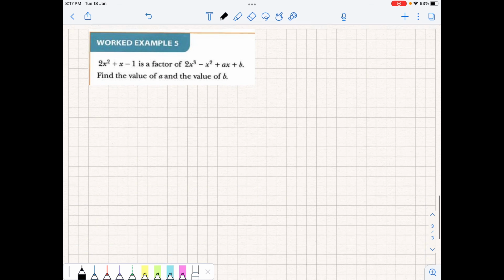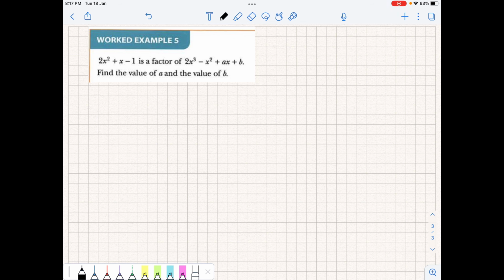Okay, we can expand this idea with the example over here, right? So in the example here, we're told that 2x squared plus x minus 1 is a factor of this larger polynomial, but in the larger polynomial, we have these unknown constants, a and b. And they want us to find the values of these two constants, right? Now, if we have two unknown values, we can already determine that we're going to have to create some kind of simultaneous equation to solve them, right?